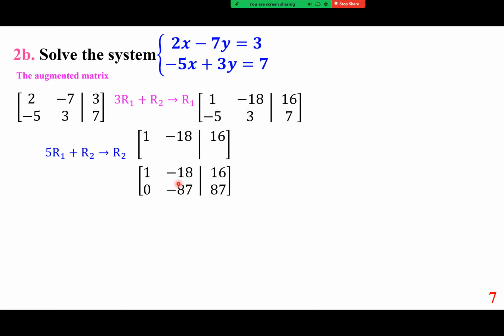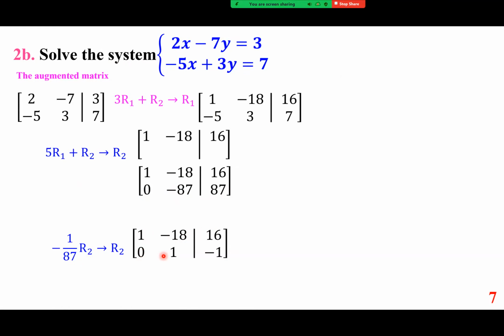The next thing is that I want to make this one 1. So I'm going to divide the whole row, the whole equation in essence, by negative 87. If I divide everything by negative 87, 0 stays 0, this becomes positive 1, and this becomes negative 1. What matters is to understand the meaning of this. If I were to rewrite this going back to the system, this means 1x, or simply x, minus 18y equals 16.